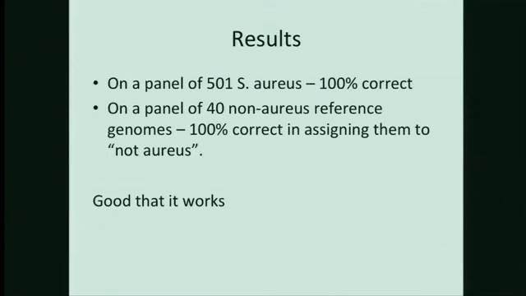Okay. So I've tried it on, again, this is the problem you have, is you have quite biased data. I tried 501 Staph aureus, and all of them are correct, and it works, and it tells you the right thing. And on 40 non-aureus reference genomes, again, it's correct. So, okay, that's great. It's not massively impressive, but it's interesting that you can just go and imitate the microbiologist, essentially, on your computer. Maybe that's what they do.